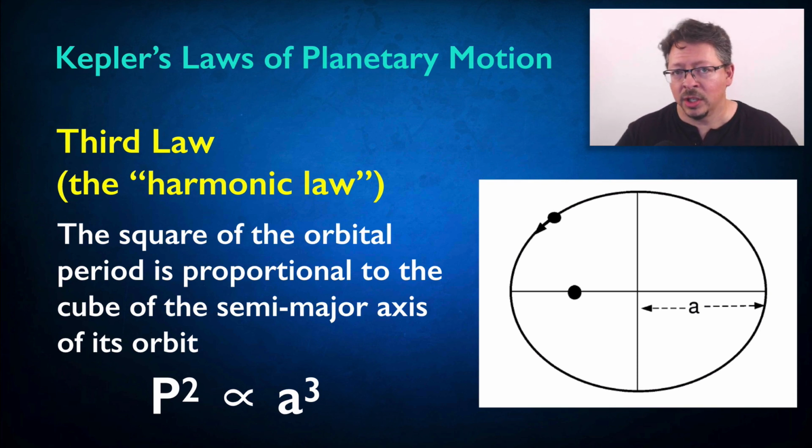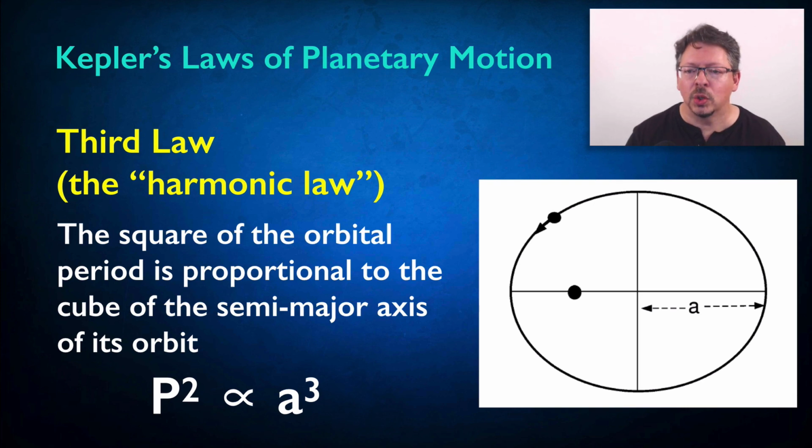The Earth takes 365 days to go around the sun once. Mercury, the closest planet, only takes 88 days. Mars, which is farther out, takes 687 days, which is almost 2 Earth years to complete one orbit. And Saturn takes 30 years to complete one orbit. So Kepler's third law, again, makes this precise.